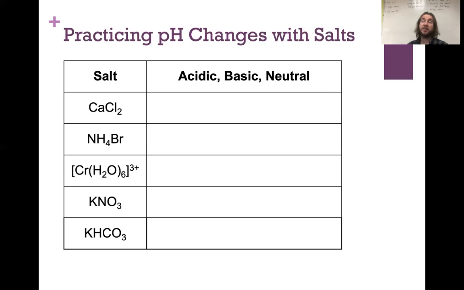Our chlorides are going to try to form hydrochloric acid. That's strong, not going to go. And so we'd say this first one is going to be neutral. We don't have any change of the pH for this first example.